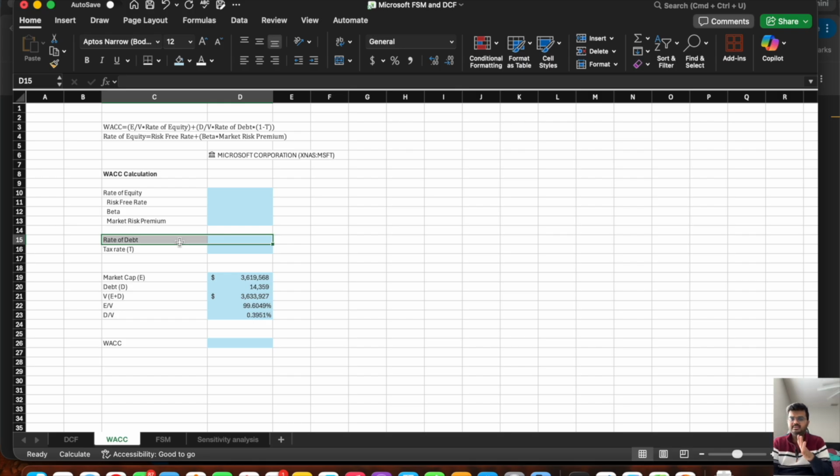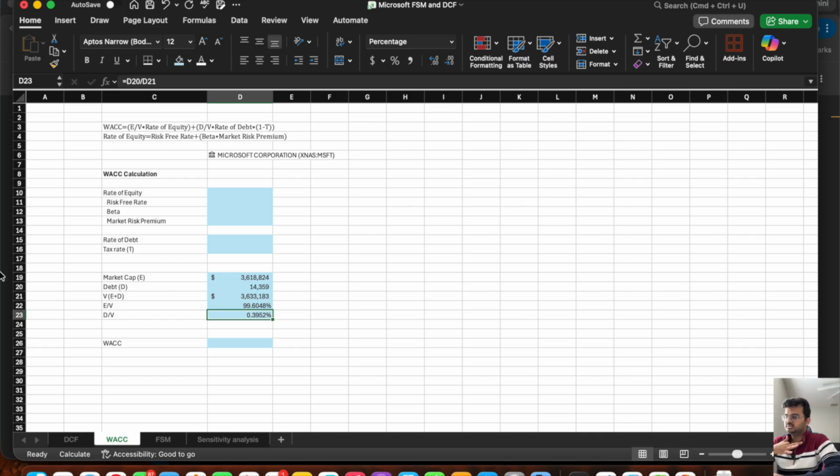I think it will be more or less equivalent. And even if it is not accurate, I feel, at least specifically while doing it for Microsoft, it is not going to matter much, because we are going to multiply this rate of debt with the debt they have. Here, if you see, the debt is just like 0.39%, literally a negligible one. But still, I feel it is a good proxy to use.